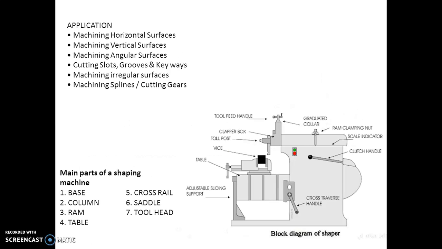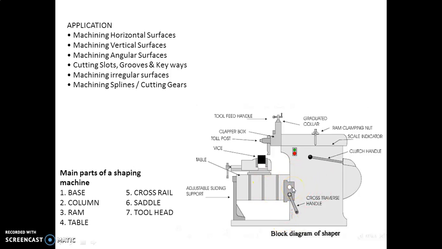Generally such shaping machines are used to machine horizontal surfaces, vertical surfaces, and angular surfaces. It is used to cut slots, grooves, and keyways. It is also used to machine irregular surfaces, and in the case of splines and cutting gears. So this is a typical block diagram of a shaper machine.